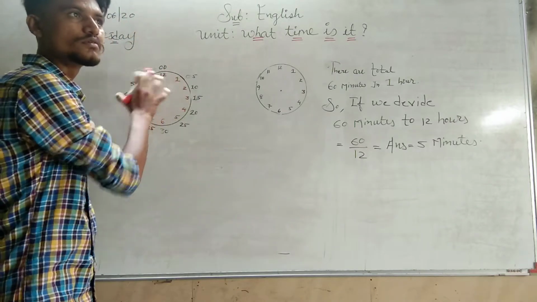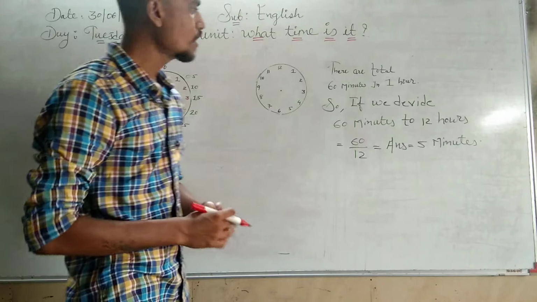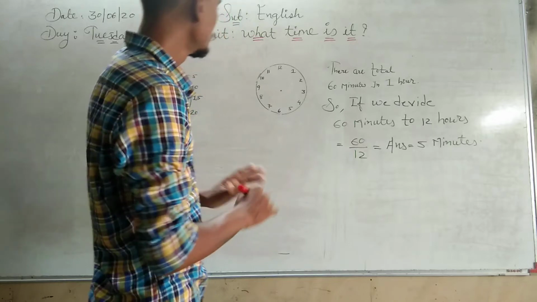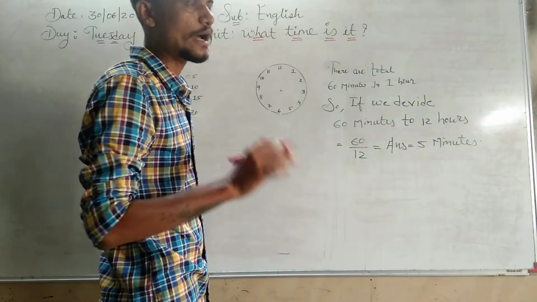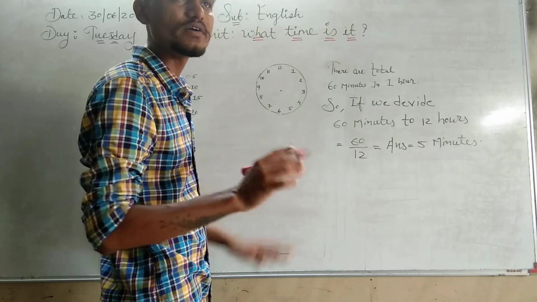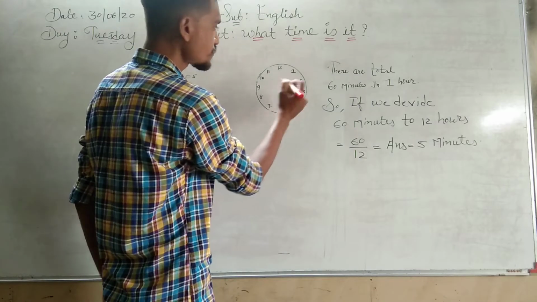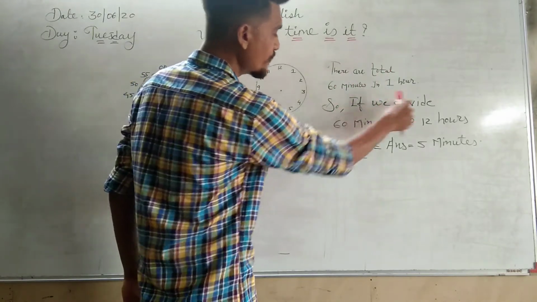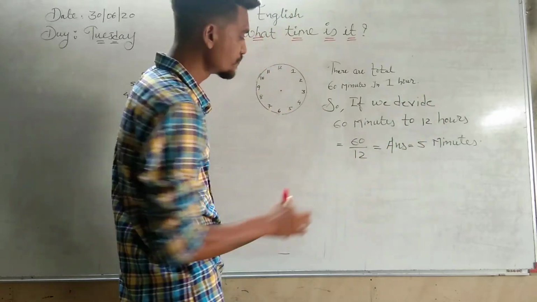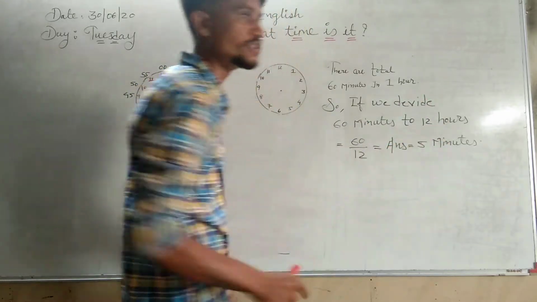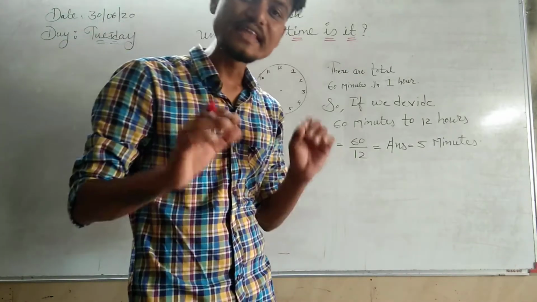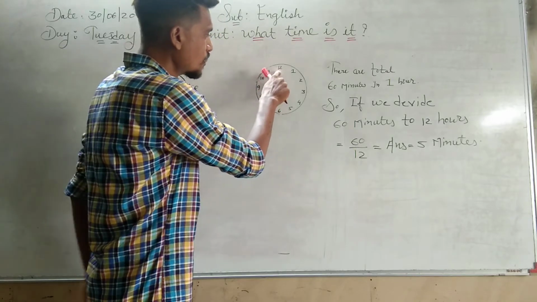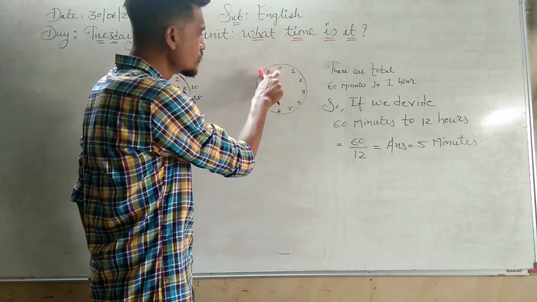Now how did it come? Let's see. We all know that there are a total of 60 minutes in 1 hour. If the 60 minutes have passed, we say that 1 hour has passed. Another thing: if we divide 60 minutes by 12 hours, what will we get? We will get the answer of 5 minutes. So we can say that there are 5 minutes in between one number and another number.